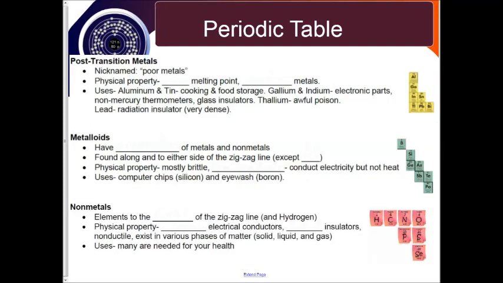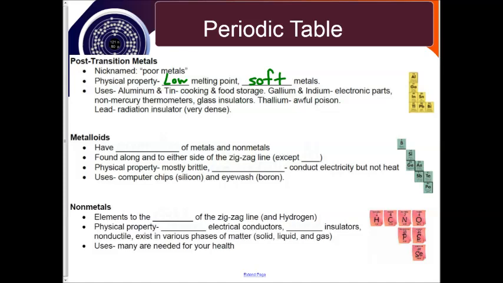Okay, that brings us to the post-transition metals. We're also calling these the poor metals. Now the physical property for the post-transition metals is they have a low melting point, and they are very soft metals. Aluminum and tin we can use for cooking and food storage.